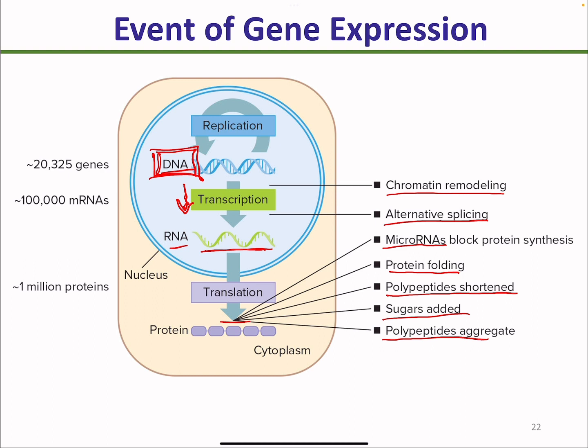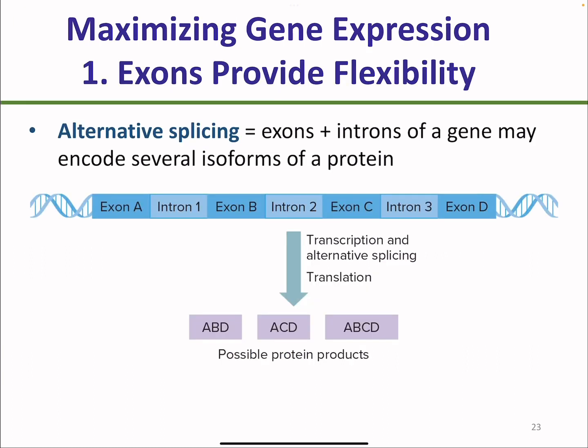Is DNA available for gene transcription? Yes or no? Is the promoter properly structured? Yes or no? Is there a mutation there? Yes or no? Even if it's available, then the messenger RNA, is it matured? Yes or no? And how? Okay. So now, in terms of maximizing gene expression, we are going to see the role of exons.